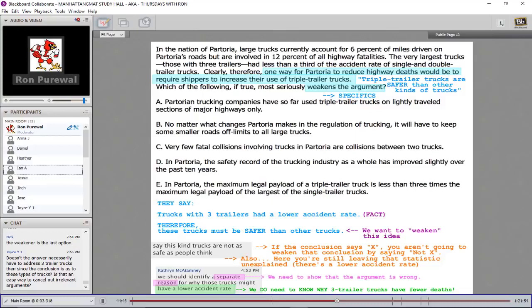Common sense should tell us the argument is wrong, because it should be pretty clear that three trailer trucks are not safer than one or two trailer trucks. But even if common sense explains that, we still have a statistic that is counterintuitive, and we still have to explain it. So as Joyce says, we have to explain it for those specific type of trucks. Yes, we do.